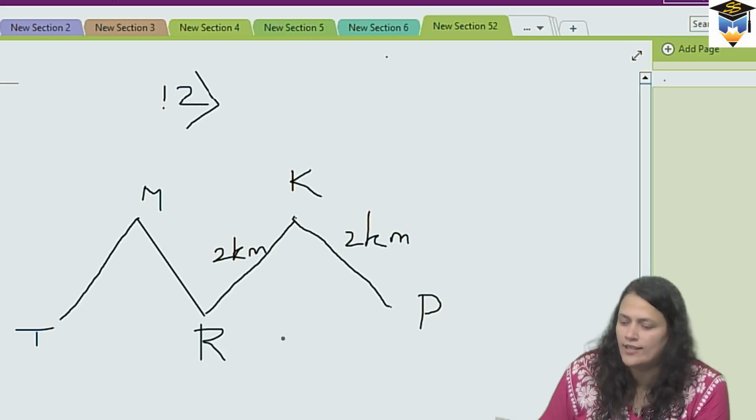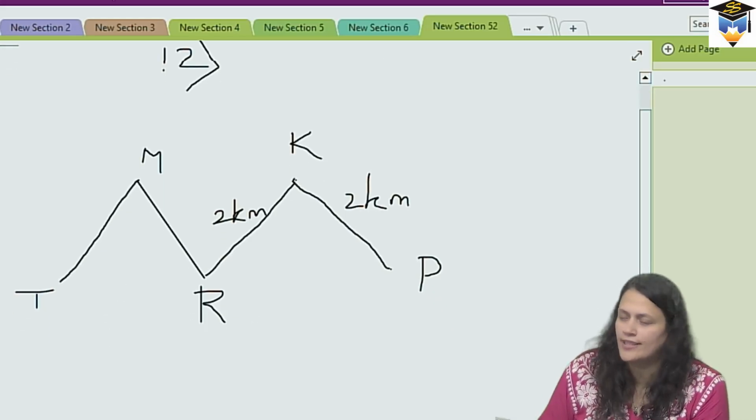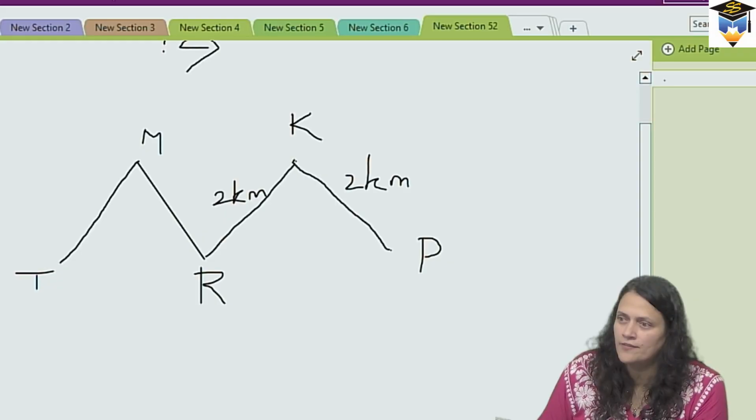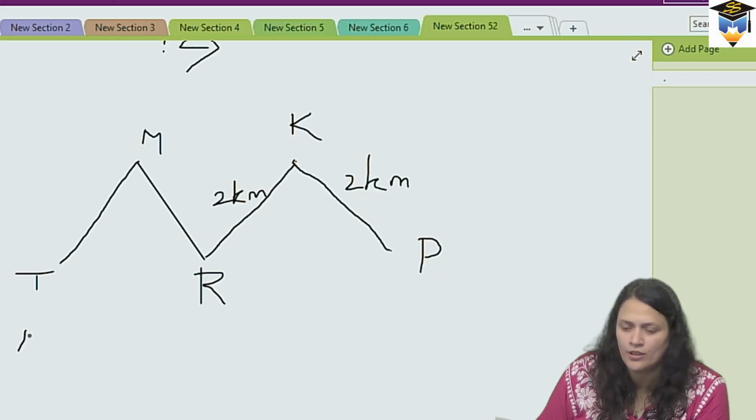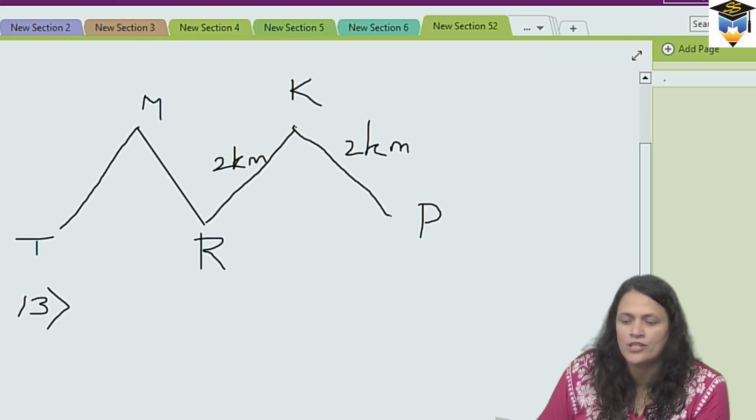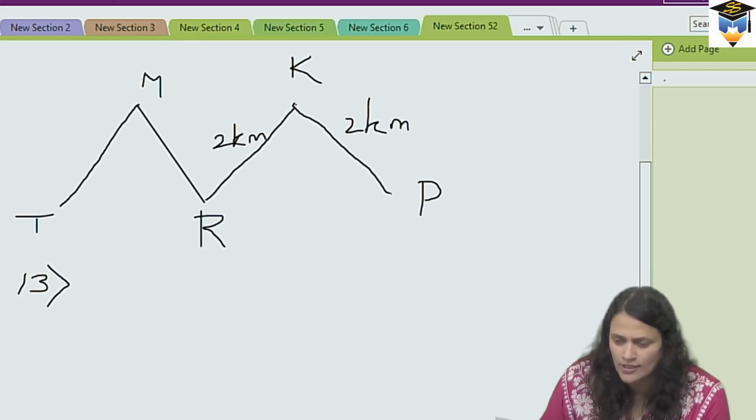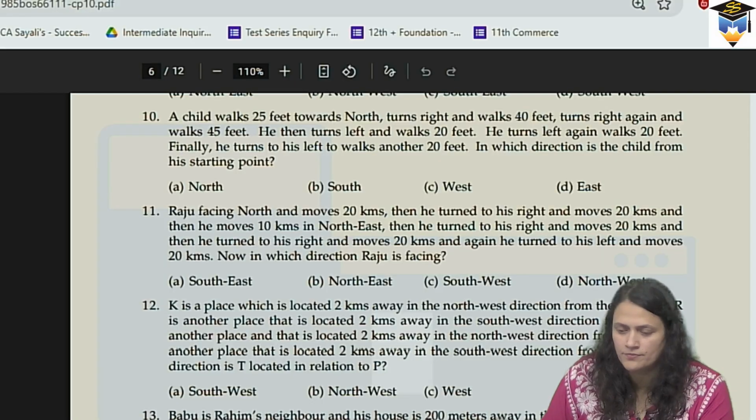Okay, now let us start with the 13th sum. Written down, everyone. Always remember, you have to find out what question is asked. So related to that question, you will be able to answer. So let us do the 13th one now.